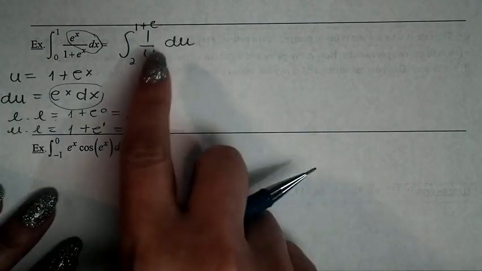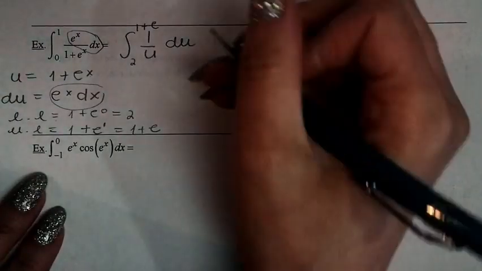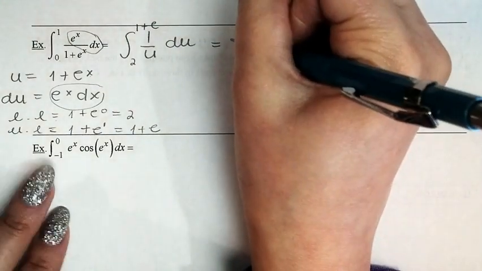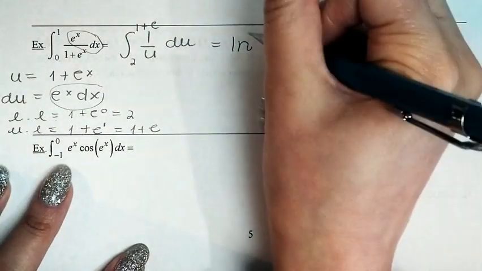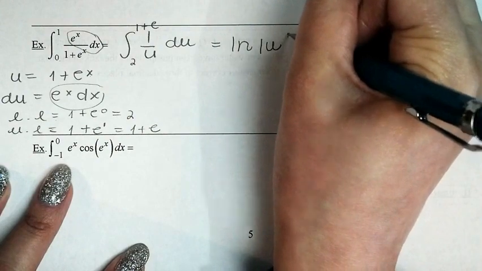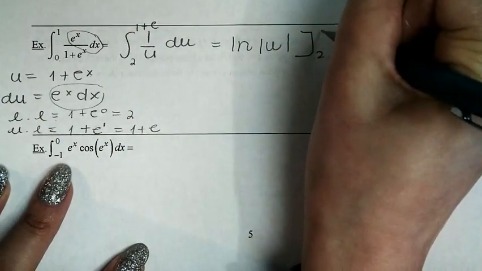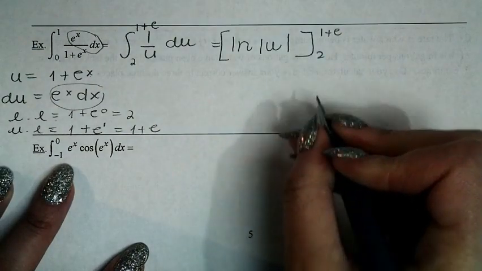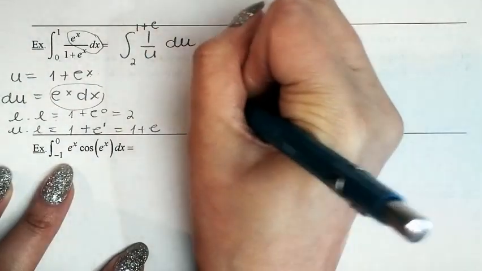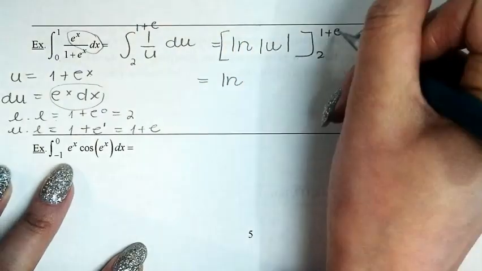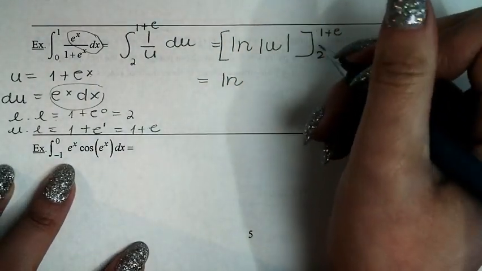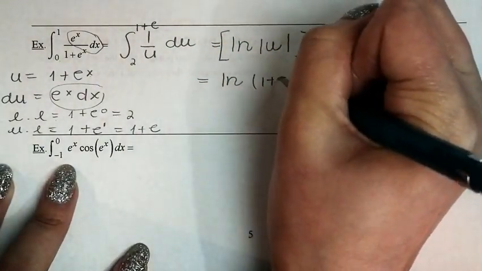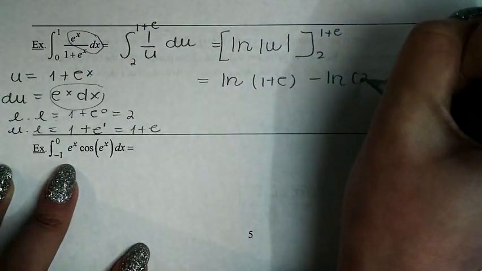Then you ask yourself, can I integrate this? And yes, that's one of your new friends, the natural log. So natural log of the absolute value of u, evaluated from 2 to 1 plus e. So that's going to be your integral. Now, what are you going to do here? From here, you are going to substitute your u for the 1 plus e, minus natural log of 2.